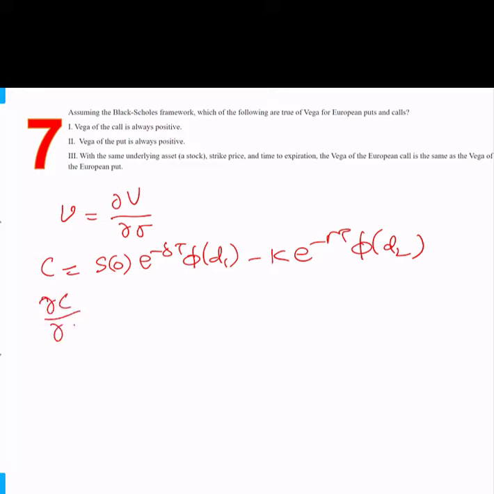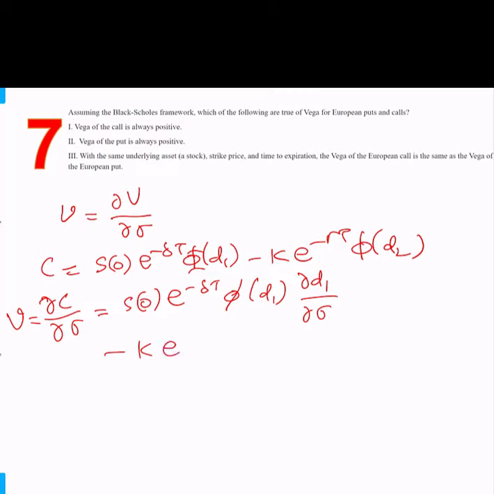So if we differentiate it, this should be the partial of c over the partial of sigma, which is equal to S0 e to the minus delta t little phi of d1. This is capital phi and this is little phi. Times the partial derivative of d1 with respect to sigma, minus K e to the minus rt phi of d2 times the partial derivative of d2 with respect to sigma.